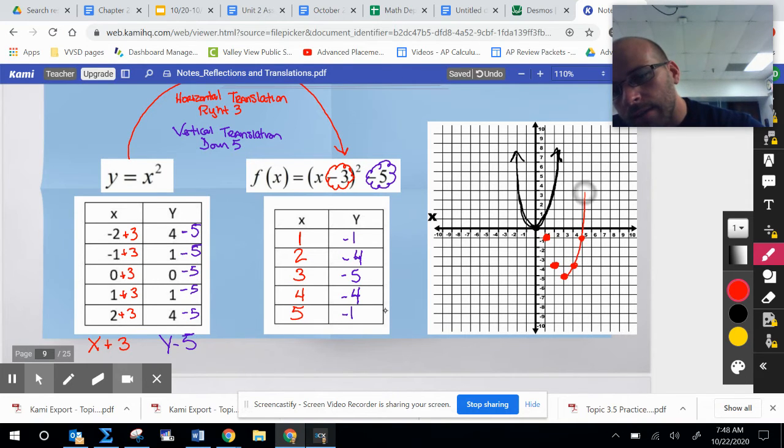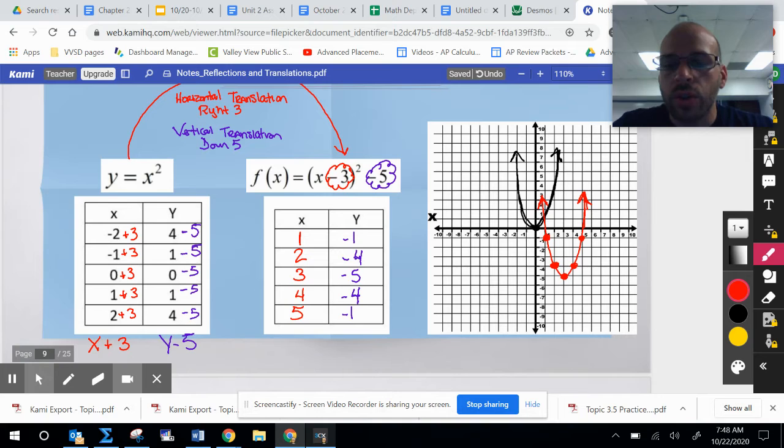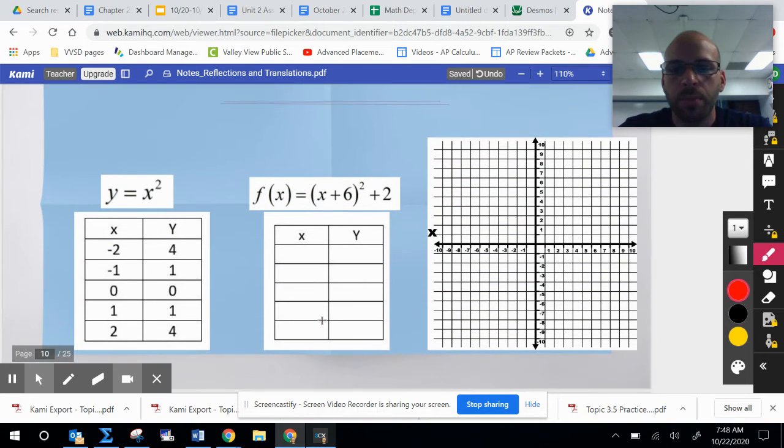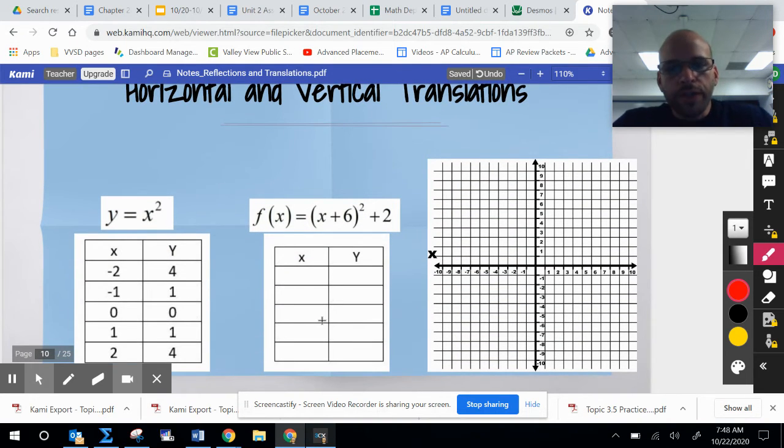So what I get is a graph that has been moved not only to the right 3 units, but it's also been moved down 5 units. So you can see it's actually been shifted. Okay, let's do it again. Practice makes perfect. So let's first identify the transformations, right? Going from one to the other.